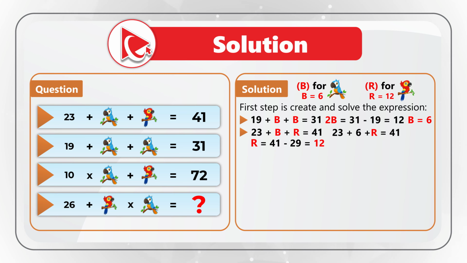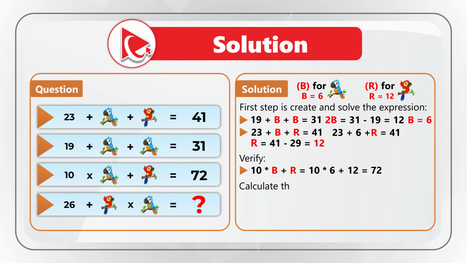Technically, we don't even need a third expression, because having the first and second expressions allows us to solve both variables. But let's use the third expression to verify that our calculations are correct. 10 multiplied by blue parrot B plus red parrot R equals 10 multiplied by 6 plus 12. 10 multiplied by 6 equals 60. 60 plus 12 equals 72.